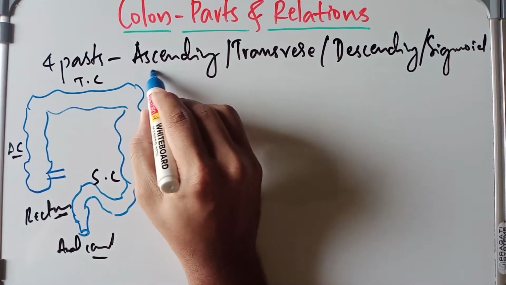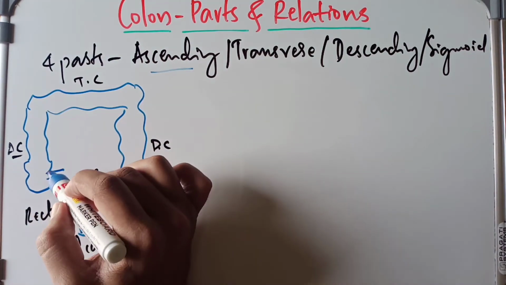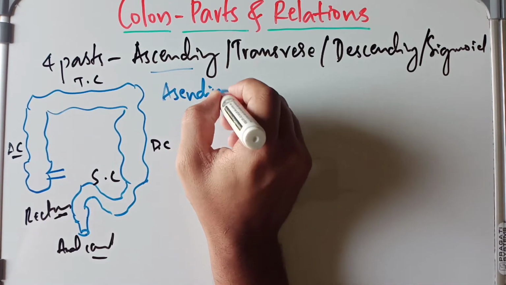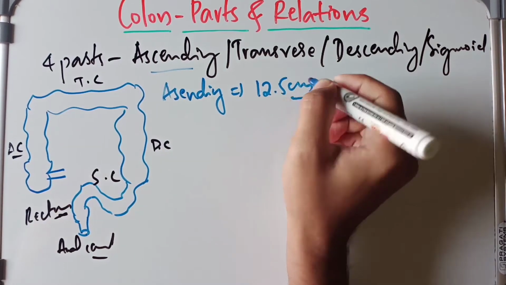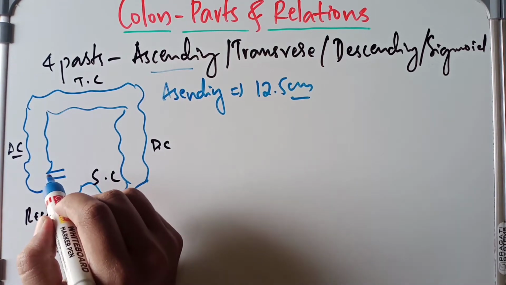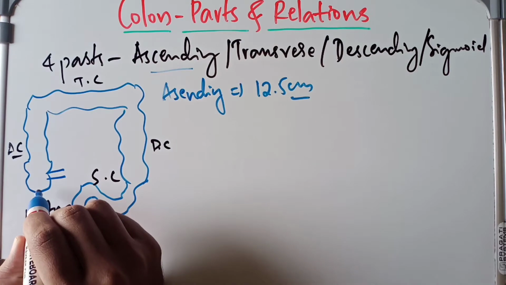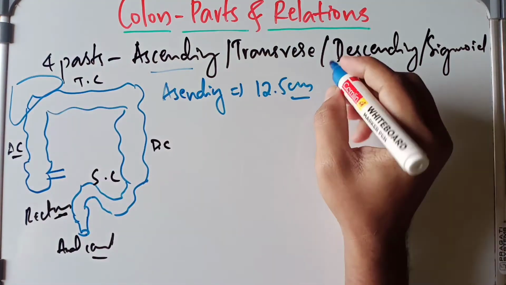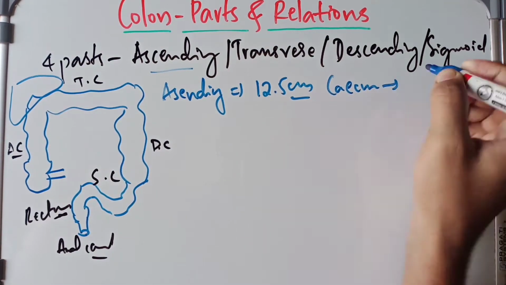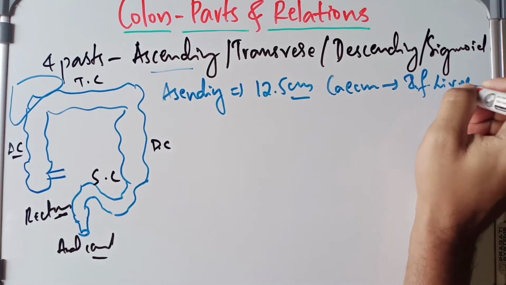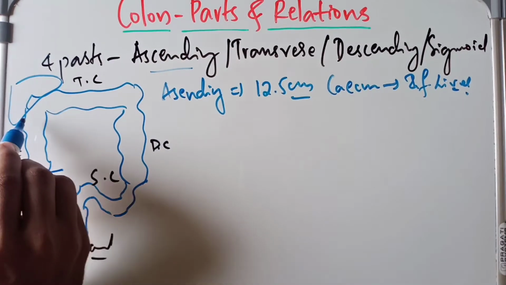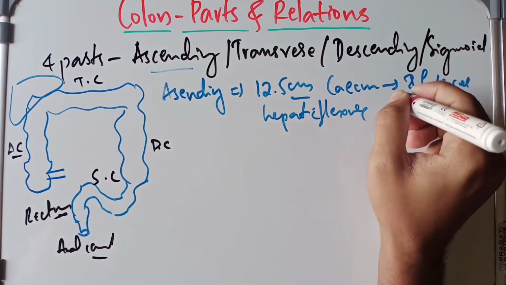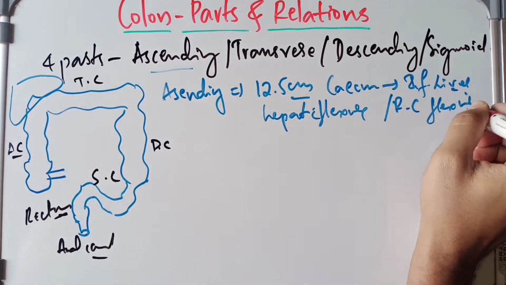So coming firstly to the ascending colon. The ascending colon is an upward continuation of the cecum, and it is about 12.5 centimeters in length. It extends from the cecum at the level of the ileocecal orifice to the inferior surface of the right lobe of the liver. Here you have the liver, right? So it arises from the cecum to the inferior surface of the liver, and that is why it is also called the right colic flexure or hepatic flexure, where it will end.